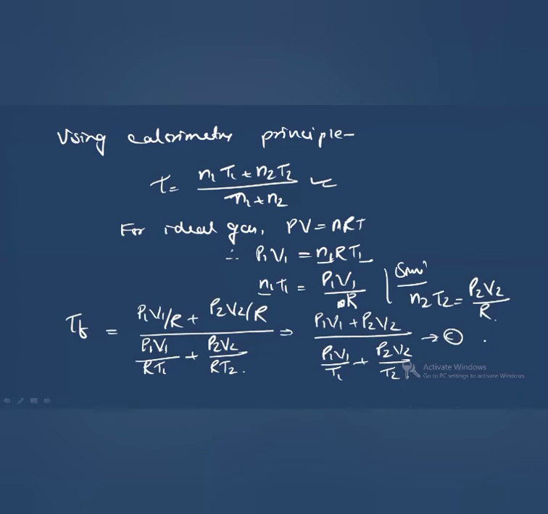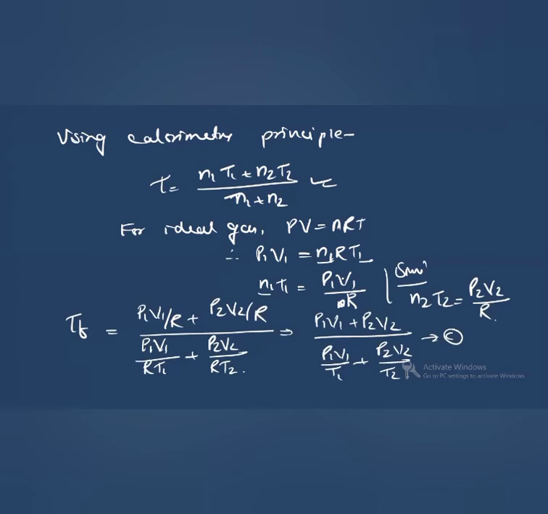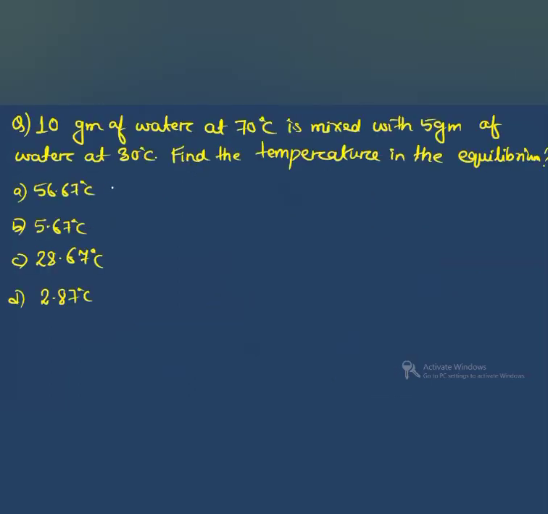Now let's check. This is the answer: P1 V1 plus P2 V2 divided by P1 V1 by T1 plus P2 V2 by T2. So this was very simple. The only thing is that you have to remember the cases. Read the question twice if you have a problem. Now let's see the next question.